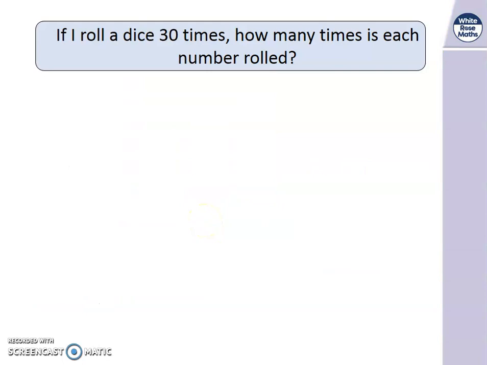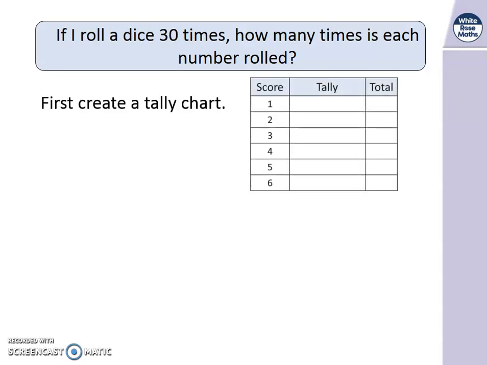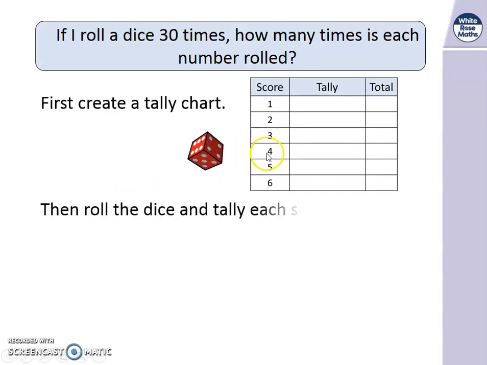Here's one for you to have a go at if you have a dice at home. Try rolling the dice 30 different times and make a tally chart of the number of times you roll each number. For example, if you roll a 1, put 1 mark next to a 1. If you roll 4, put a mark next to 4 until you've got 30 tally marks all together.